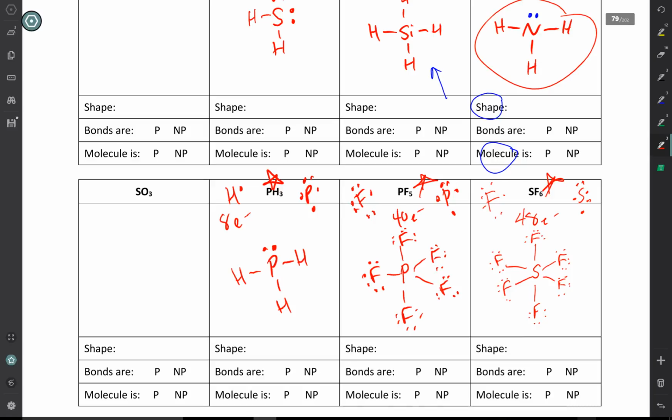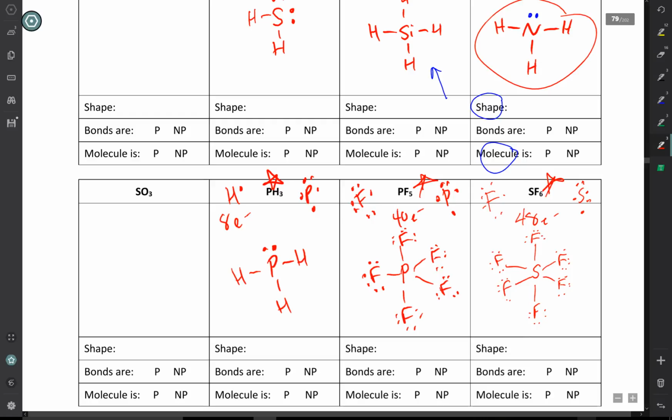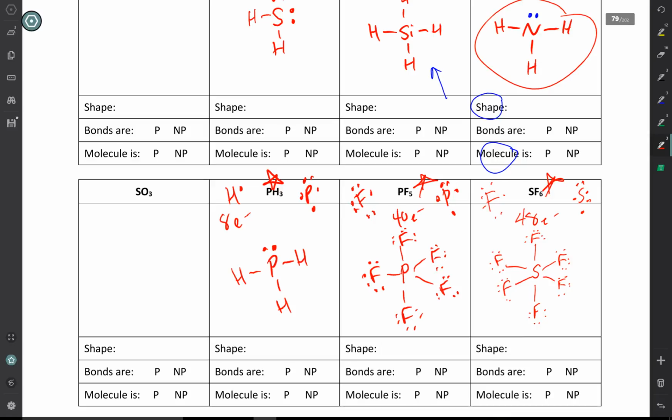It's the same general process. Go through and tally up how many valence electrons you have to work with. Draw your structure with the atom that can form the most bonds at the center, arrange things as symmetrically as possible, and double check your work.